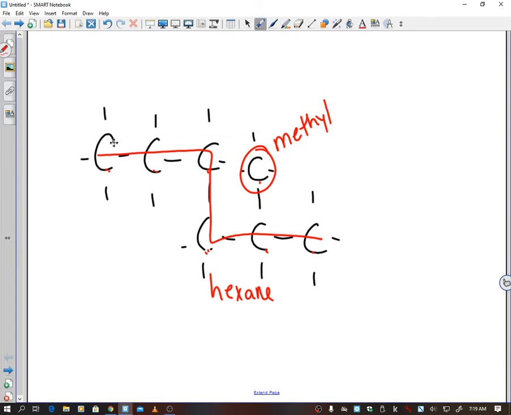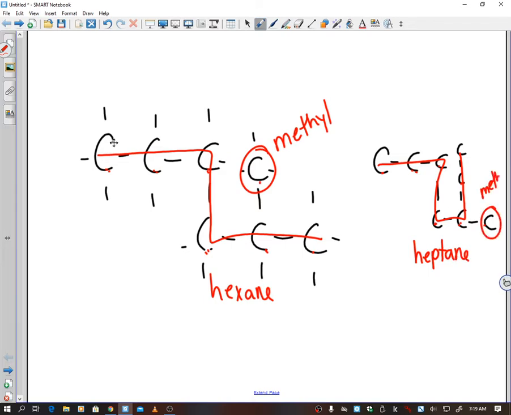meth means 1. Now let me draw something very similar to what I just drew here. Now then, when I go to count, and I didn't do the hydrogen on this one, I could go 1, 2, 3, 4, 5, 6, or I could go 1, 2, 3, 4, 5, 6, 7. So in that case, that would be my longest chain, and this would be heptane. And I would have a methyl group.